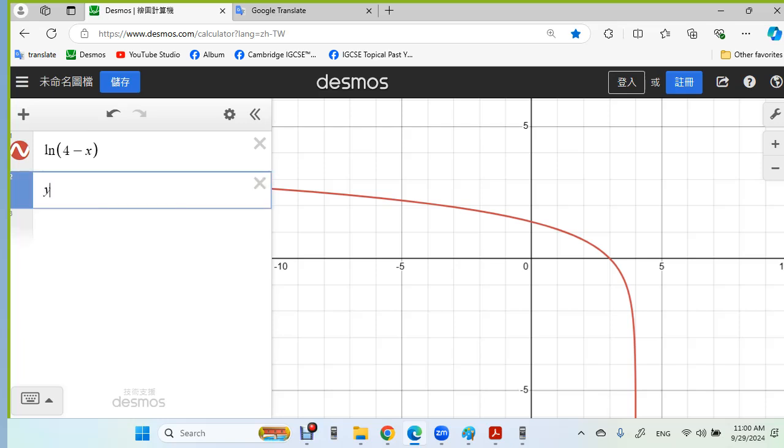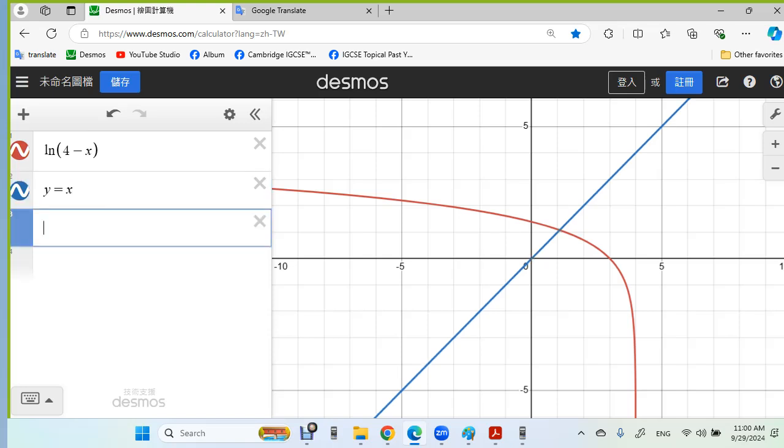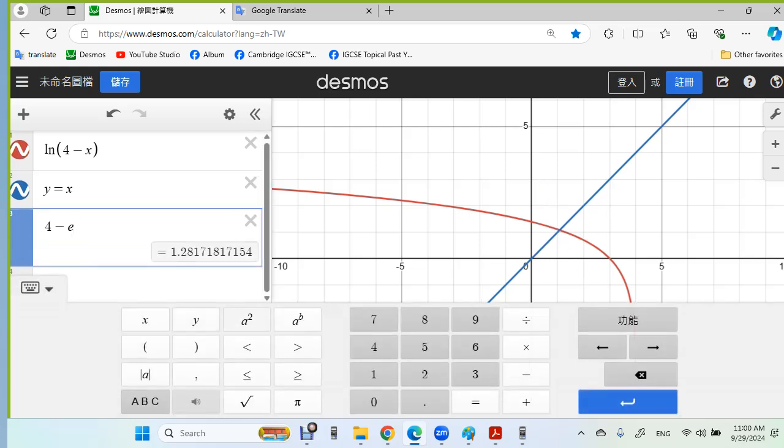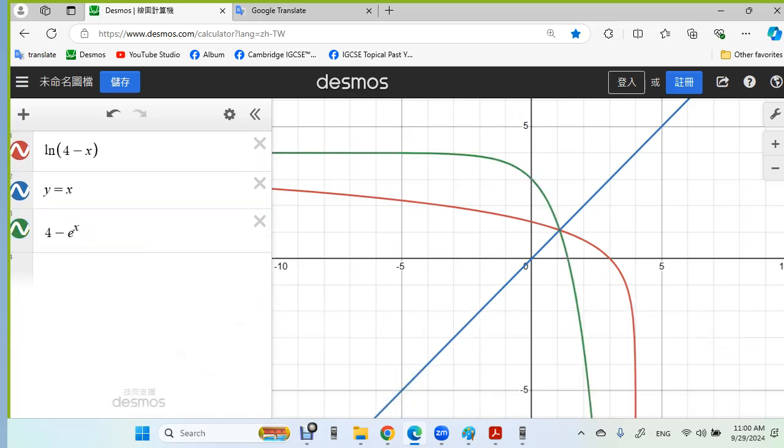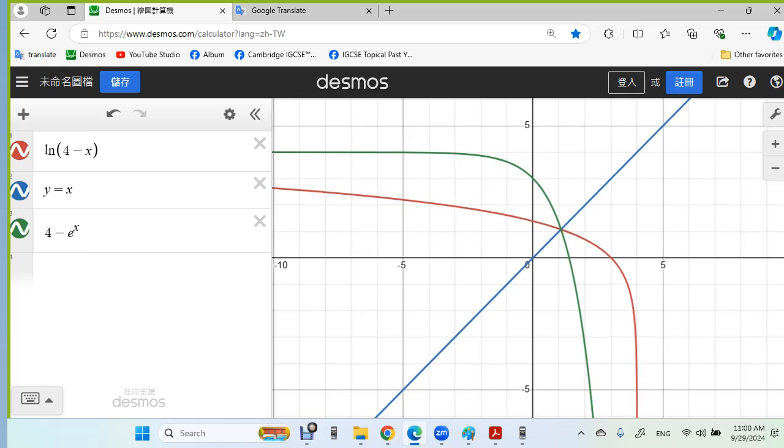And then we have the y equal to x, and we reflect this in the line. So this will be 4 minus e power x. The graph will look like this. This is the inverse.